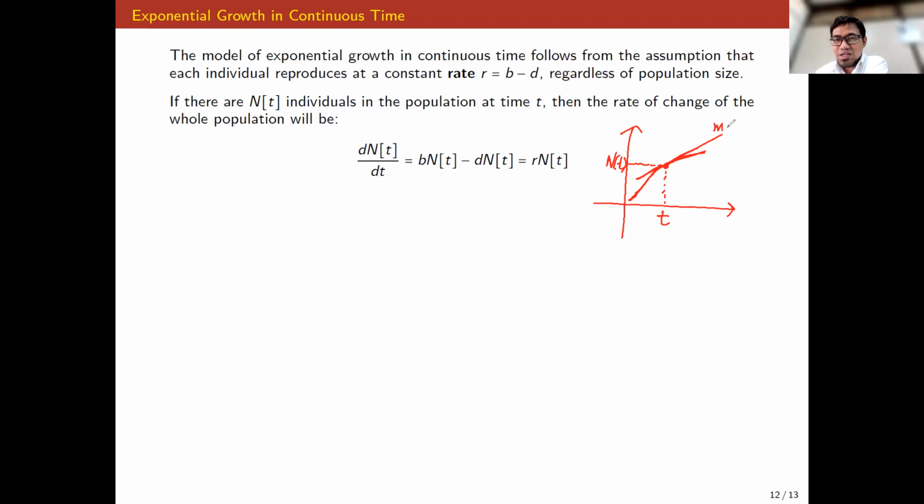You know the gradient, m. Actually, it is equal to dN over dt, the derivative. Do you remember this? I think it is studied in senior school, right? To find the gradient, we can find the first derivative of the function.